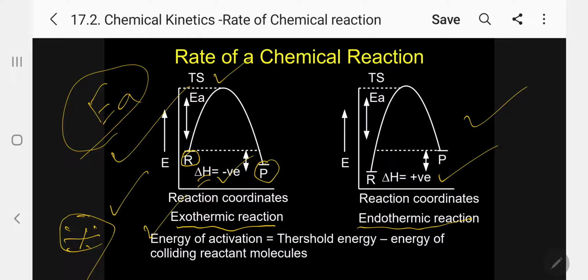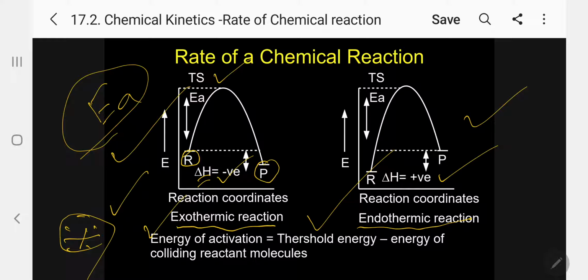With this energy of activation, now the reactant molecules collide and give some energy. That is added to the energy of activation. The total energy is called threshold energy. So the overall total energy is called threshold energy.